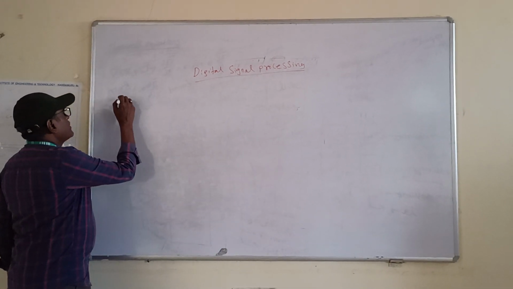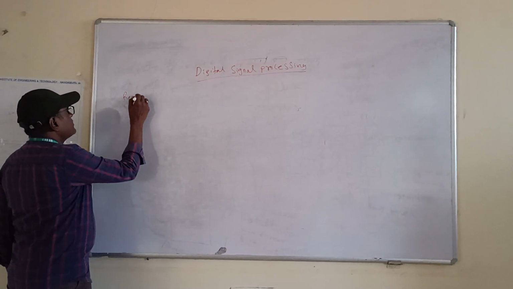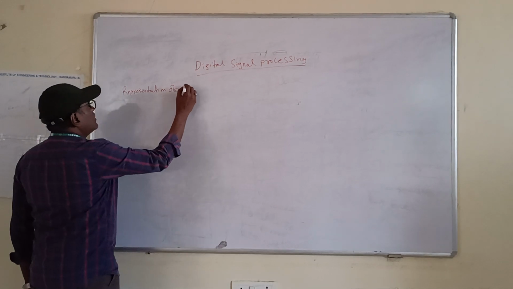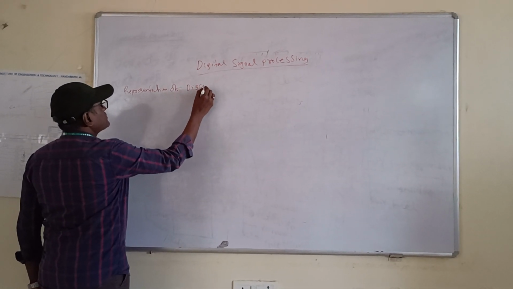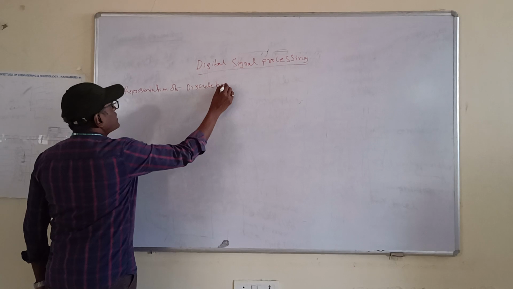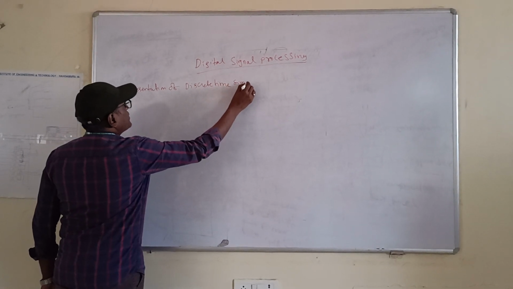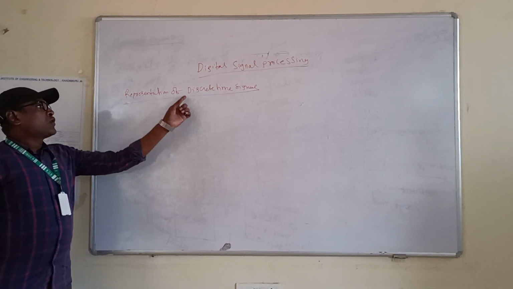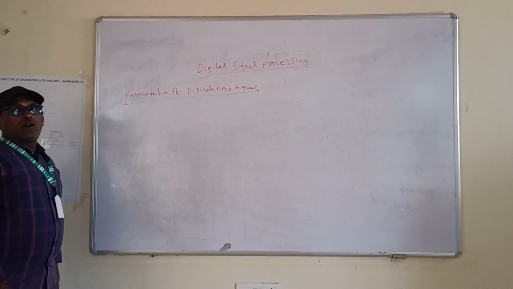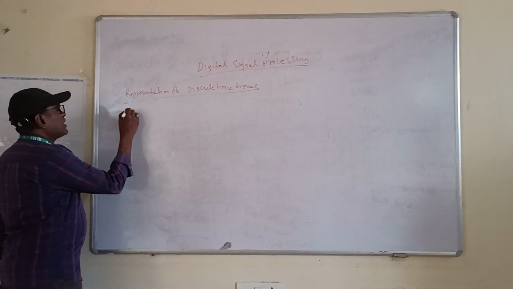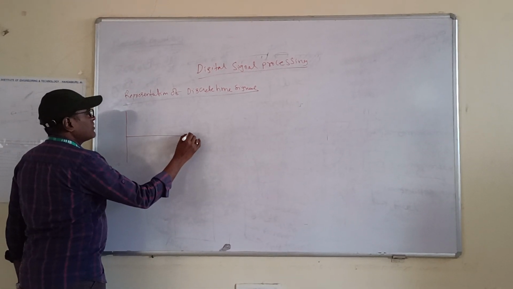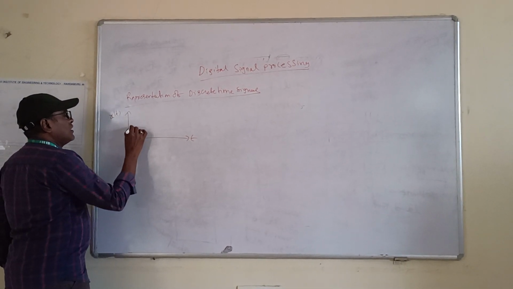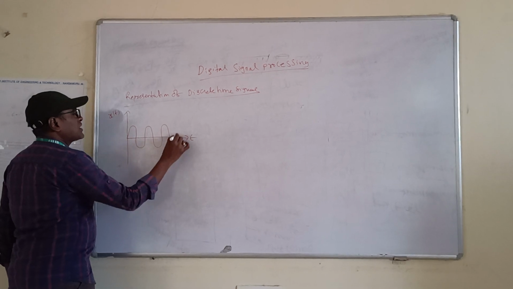Representation of discrete time signal. How can we represent a discrete time signal? Before discussing the discrete time signal, what is meant by a continuous signal? Any continuous signal can be represented like this in the time domain, this is x of t. It is a continuous time signal.